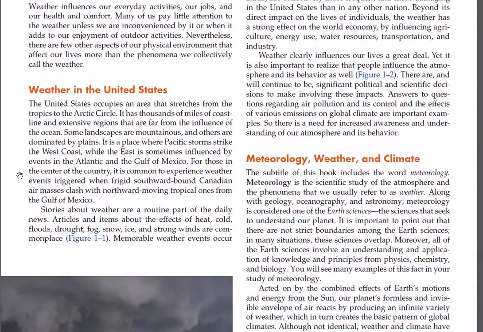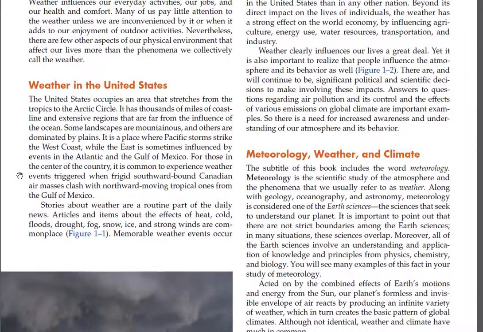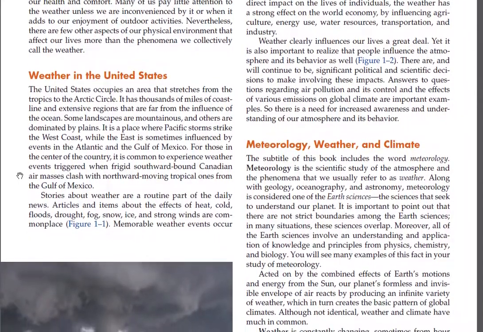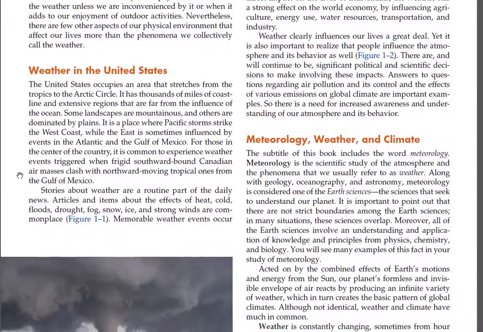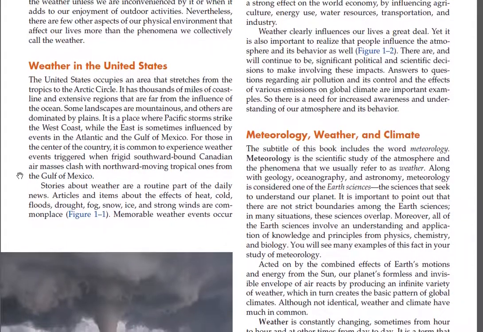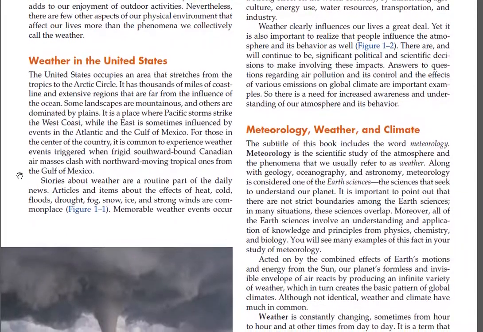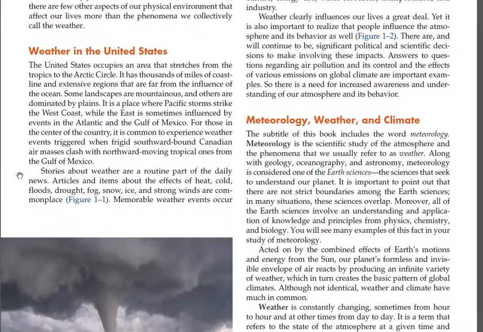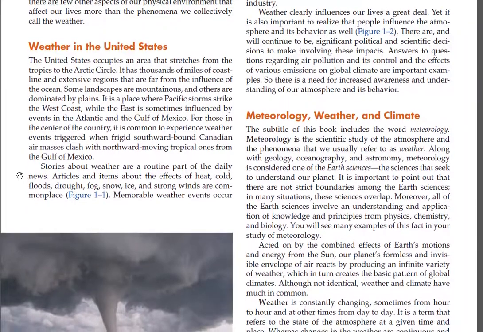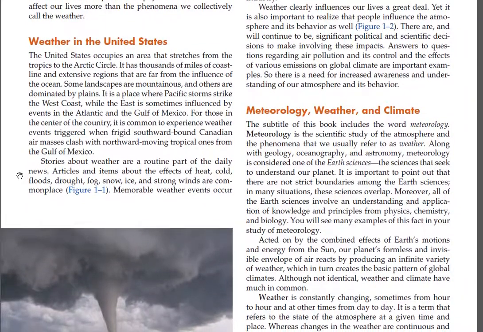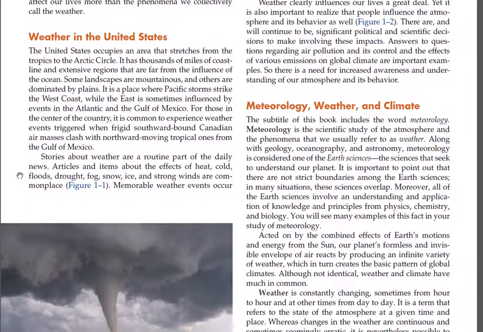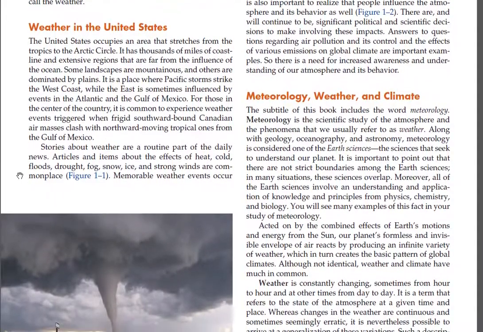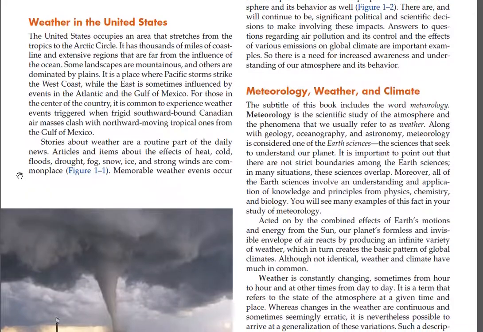For those in the center of the country, it is common to experience weather events triggered when frigid southward-bound Canadian air masses clash with northward-moving tropical ones from the Gulf of Mexico. Stories about weather are a routine part of the daily news. Articles and items about the effects of heat, cold, floods, drought, fog, snow, ice, and strong winds are commonplace. Figure 1.1.